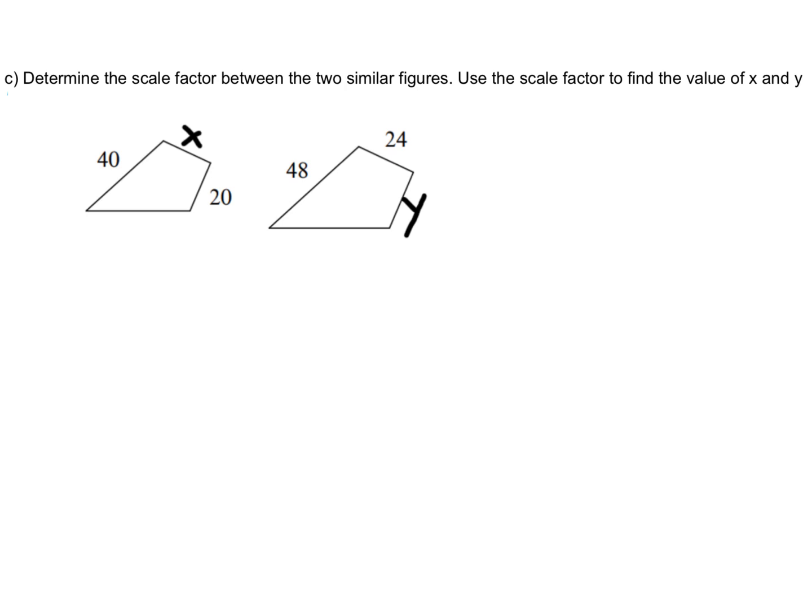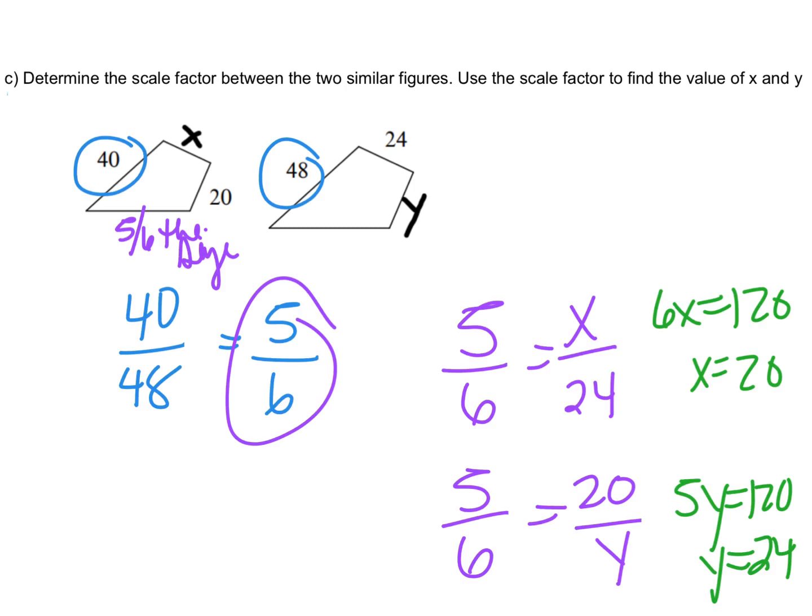Last one, determining the scale factor. These are just 4-sided figures here, quadrilaterals, but we can see which sides match up. I have the 20 matches with the y, the x matches with the 24, and the 40 matches with the 48. Notice that the 40 and the 48 are the only ones that you're given both numbers. The 20 goes with the y, so that's not going to help me with a scale factor. X goes with the 24, that's not going to help me with the scale factor. But the 40 and the 48 will help me with a scale factor. So using the 40 and the 48, that simplifies to 5/6. So the smaller one is 5/6 the size of the bigger one.